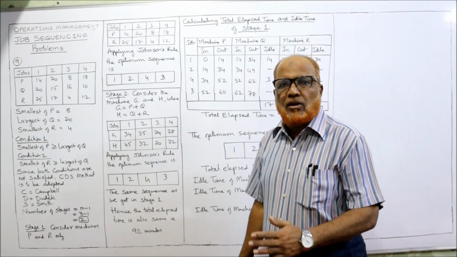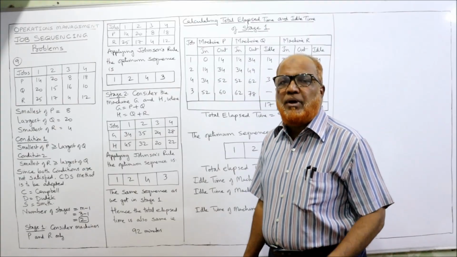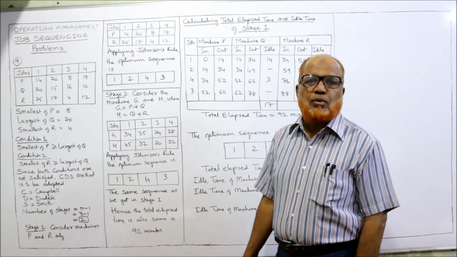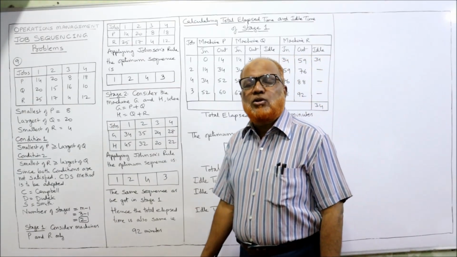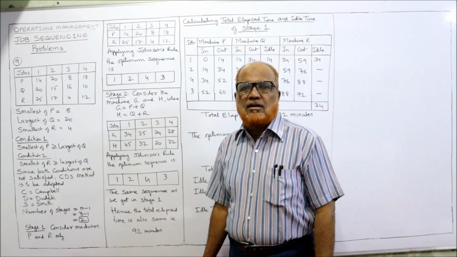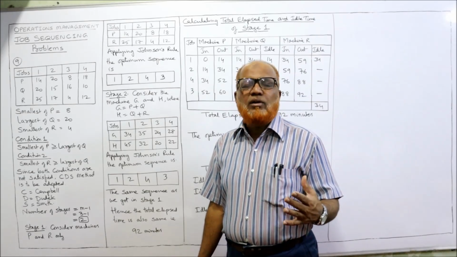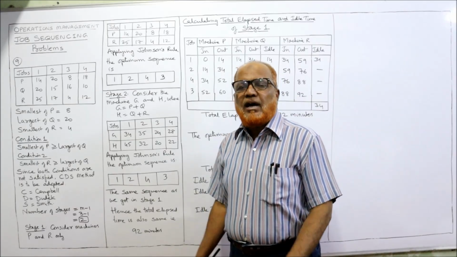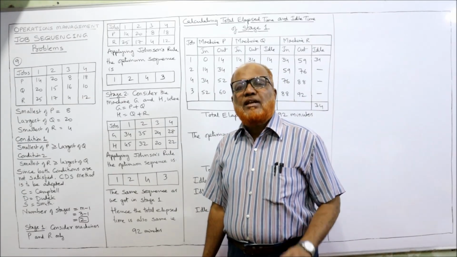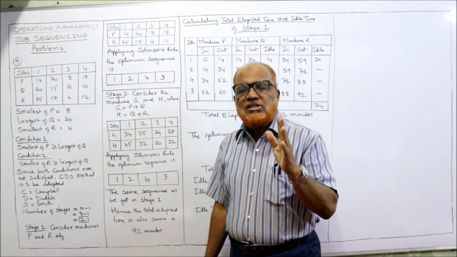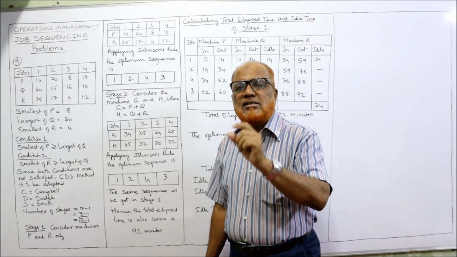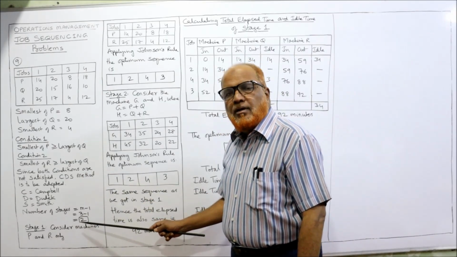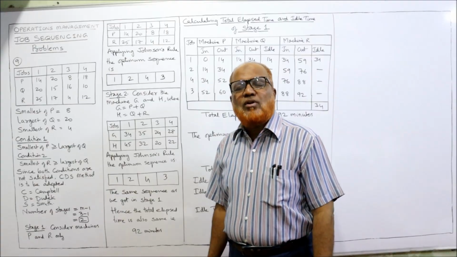In that case, we cannot go to the previous technique of making 2 fictitious machines, what we have done in the previous problems. Here the new technique to be applied is called the CDS technique. And already in the theory video, I have explained this CDS technique. Briefly, I'll explain. Suppose there are 3 machines, the number of stages required is M minus 1. M stands for the number of machines.